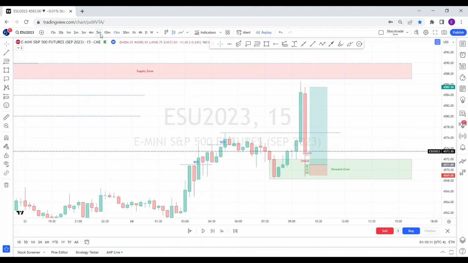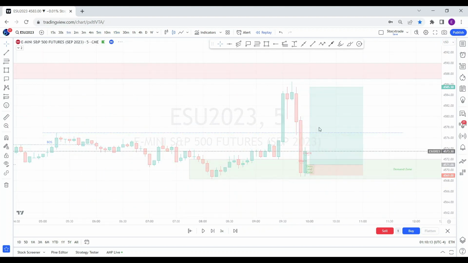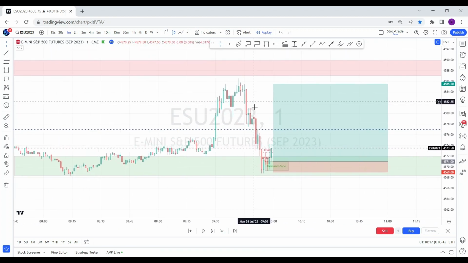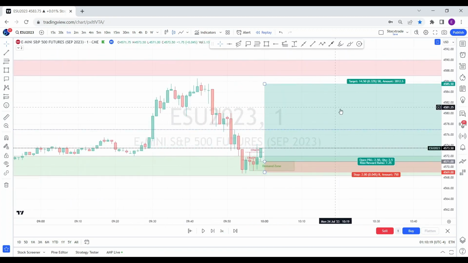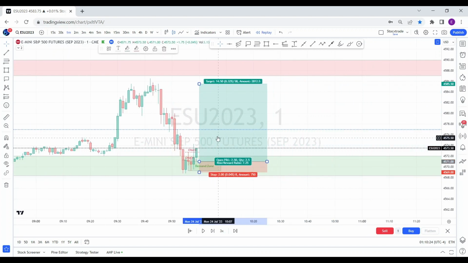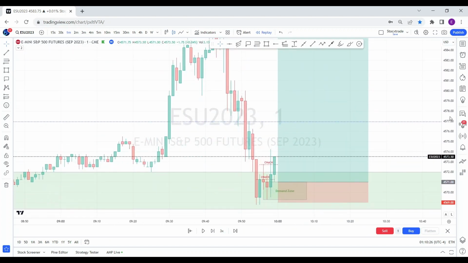Okay, so now we want to see how the trade will go on. This is the 1 minute time frame, your entry. So still your entry has not appeared. Okay, you are still not in the trade. But you marked the levels.